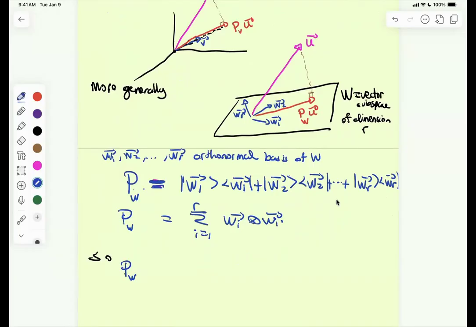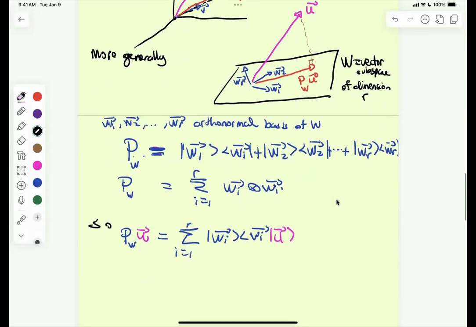If you want to know what the output is, what is that shadow vector? You just apply PW to u, right? For example, in the Dirac notation, it would be the bra of w_i with u. But the idea is that these are just numbers. This is the bra and a ket. When the bra and the ket meet, that is just a number. So you can write this number in front of the vector. It's just a way of rewriting it.